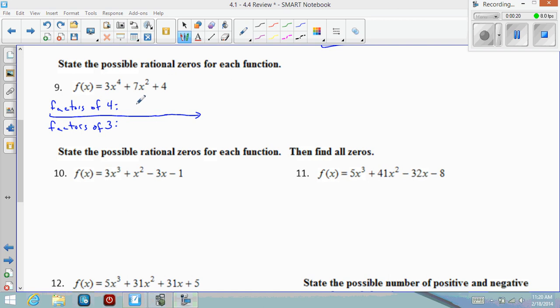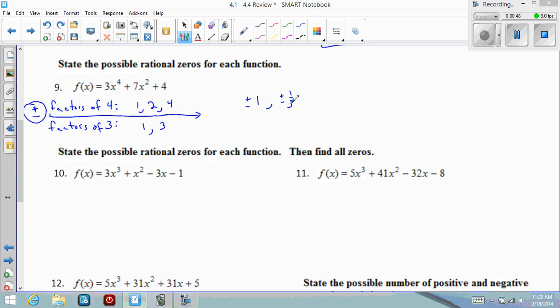And the factors of 4 are 1, 2, and 4. And the factors of 3 are 1 and 3. So now we also need to make sure we do the positive and the negative value of all of these. So we have 1 over 1, which is 1, and 1 over 3, which is 1/3. So positive and negative 1, and positive and negative 1/3.